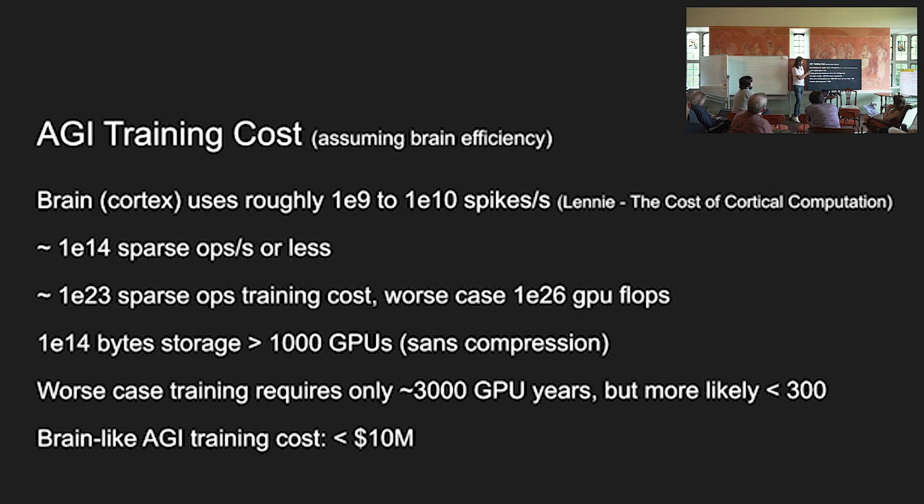That actually maps to only 1e14 sparse flops per second or less, and a total training cost of 1e23 sparse ops for a 32-year lifetime, which is conveniently 1e9 seconds. Or, worst case, 1e26 GPU flops if we were totally memory bandwidth bound and doing everything very inefficiently. But this is very doable, and that's actually the same number as before.